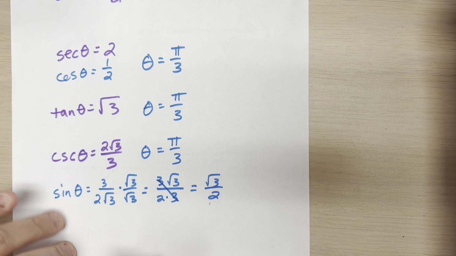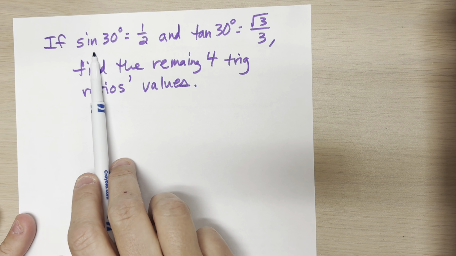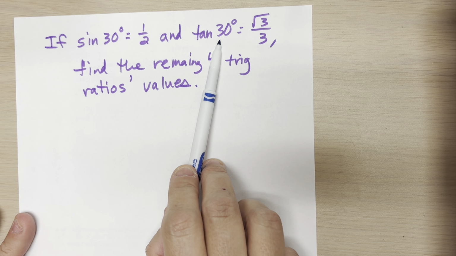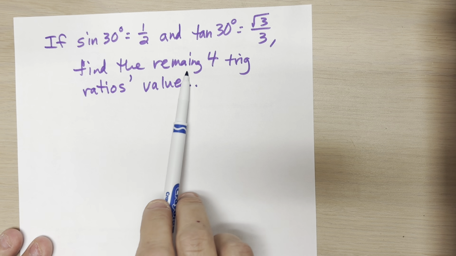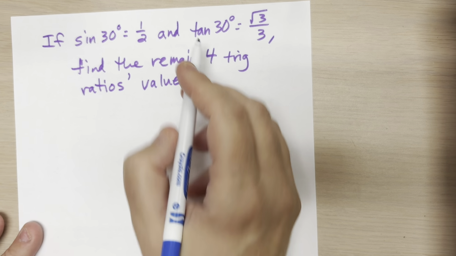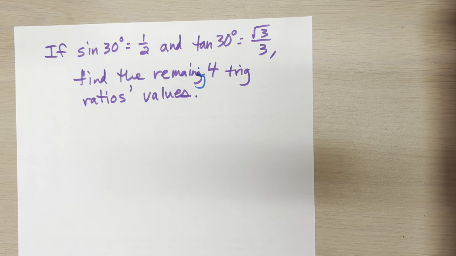Okay, let's change gears a little here. If sine of 30 degrees is 1/2 and tangent of 30 degrees is rad 3 over 3, find the remaining four trig ratios values. That's hilarious that I didn't spell remaining right. So don't judge. It's been a long day.